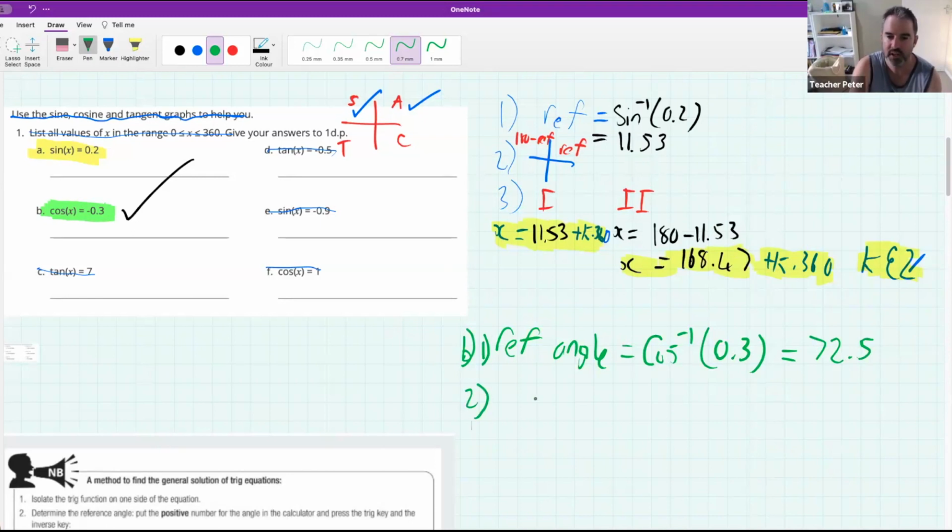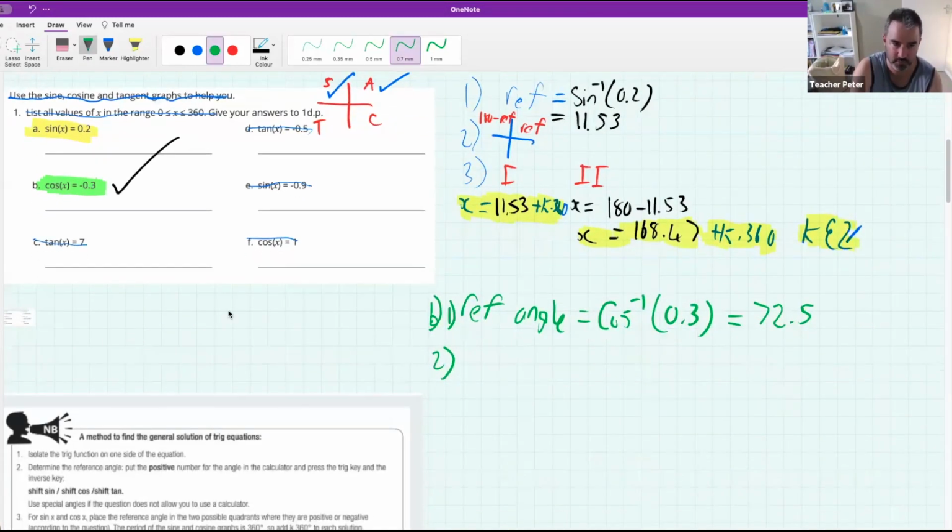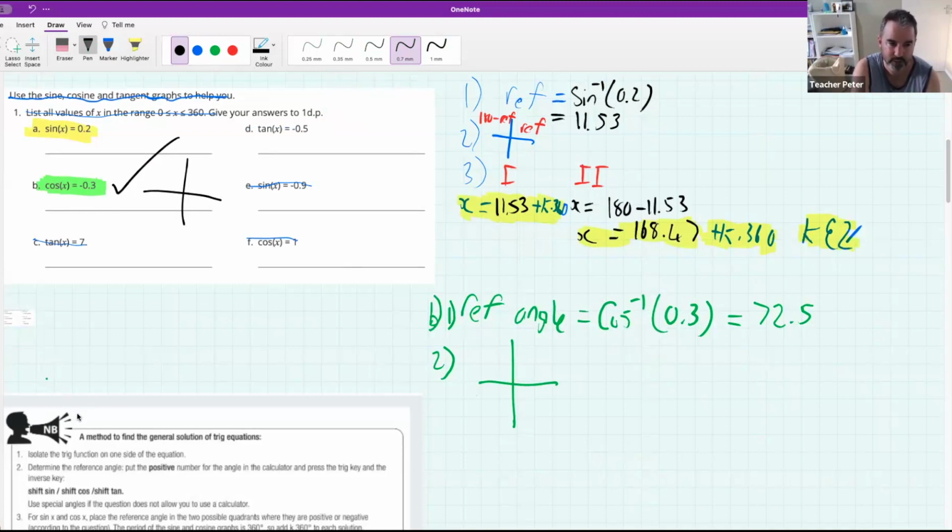Step two is what quadrants are my solutions going to be in? So what quadrants am I going to be in to solve these? This is where, where is cos negative? It's not quadrant 1 and 2, I can tell you that. What quadrants am I going to be in when cos is negative 0.3? I think we are going to be in quadrant 2 and quadrant 3. And that's where it's 180 minus the reference angle, or it's 180 plus the reference angle.